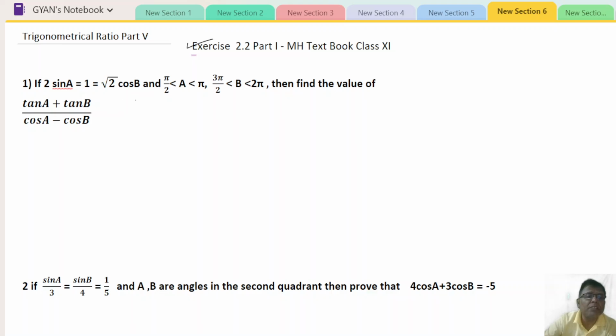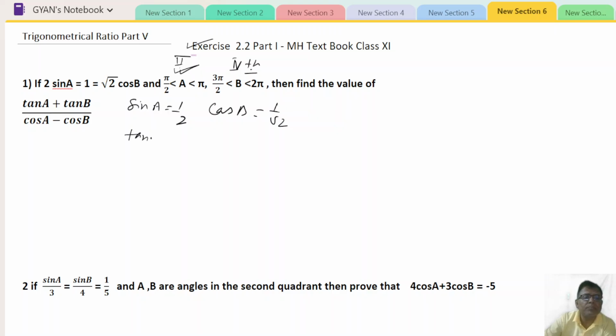That means sin A is equal to 1 by 2, and cos B is equal to 1 by root 2. Now A is lying in the second quadrant and B is lying in the fourth quadrant. We can solve it by both methods. So let's come to the formula method first.